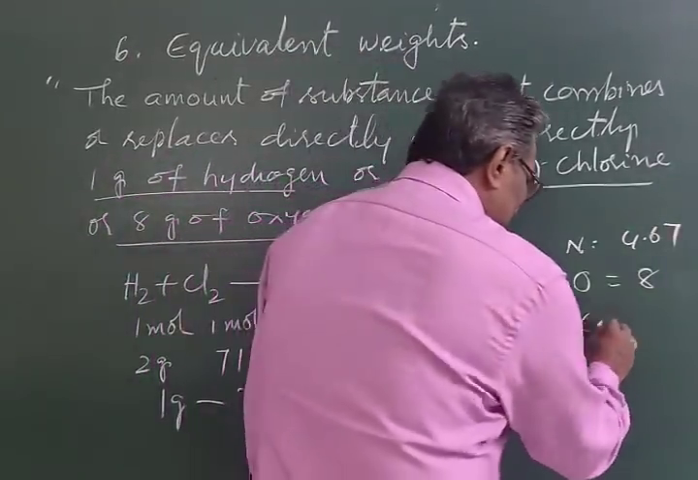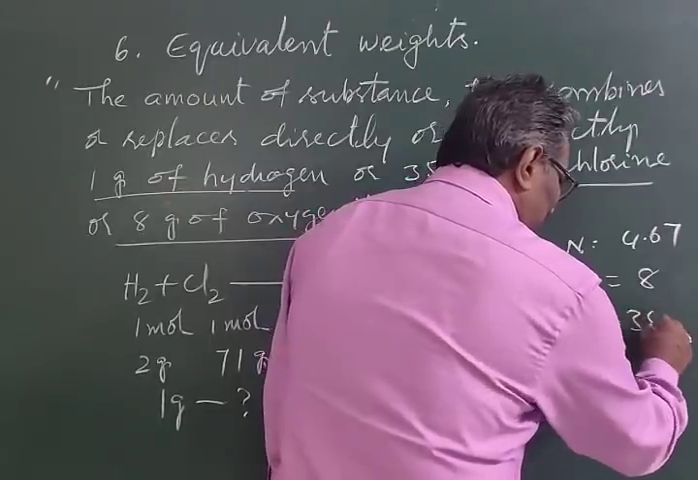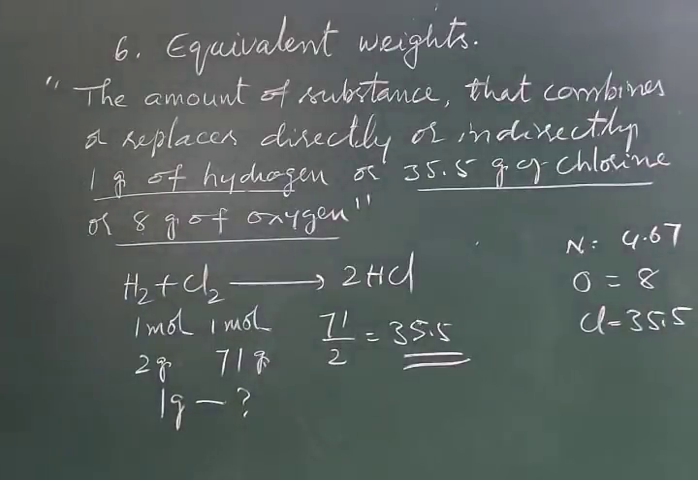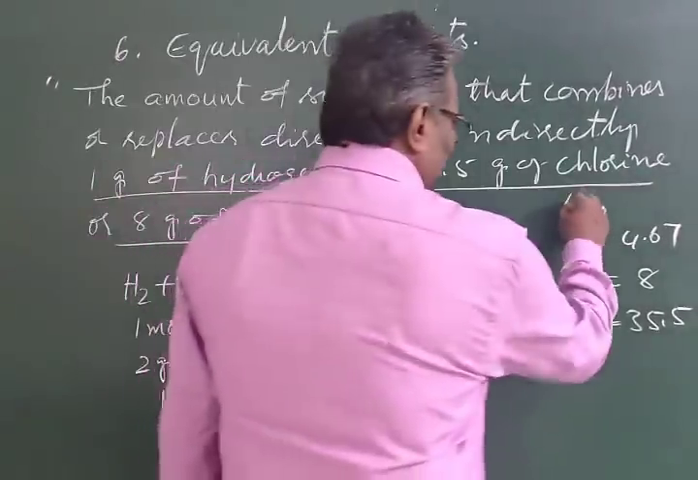That means 35.5 grams of chlorine is equivalent to 8 grams of oxygen or 4.67 grams of nitrogen or 1 gram of hydrogen.